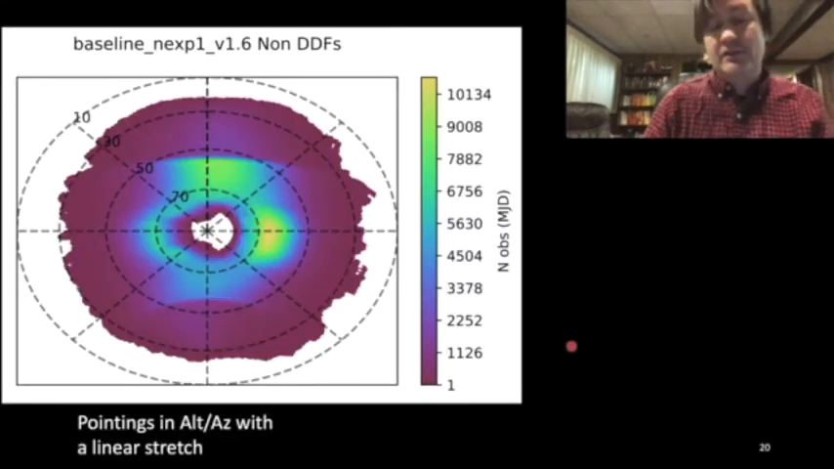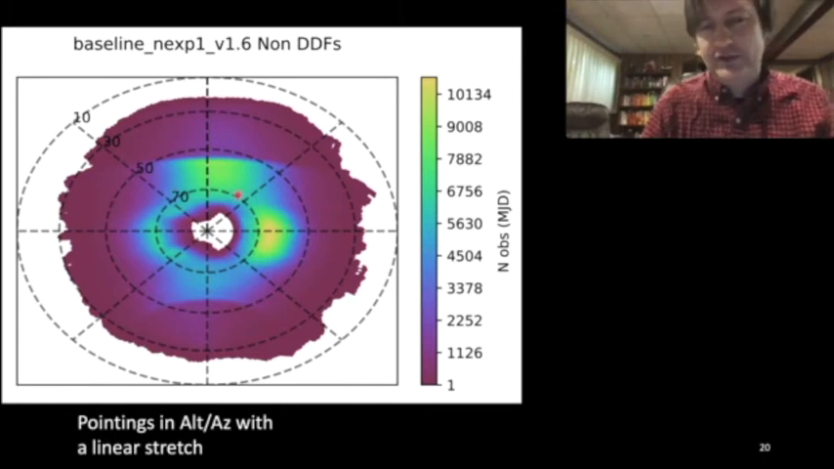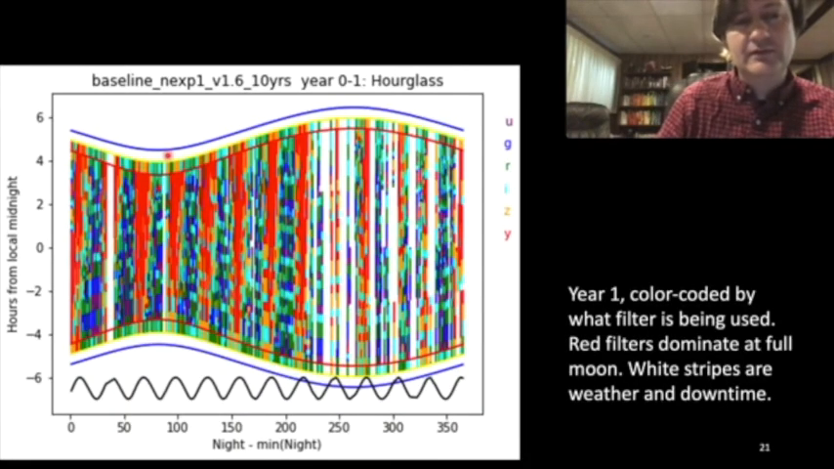So here's what the distribution looks like in Alt-Az, and again, you can see over 10 years we are sticking to the meridian. We avoid the zenith because we have to, but pick things up on either side as quickly as possible. And very, very rarely are we chasing objects to high air mass.